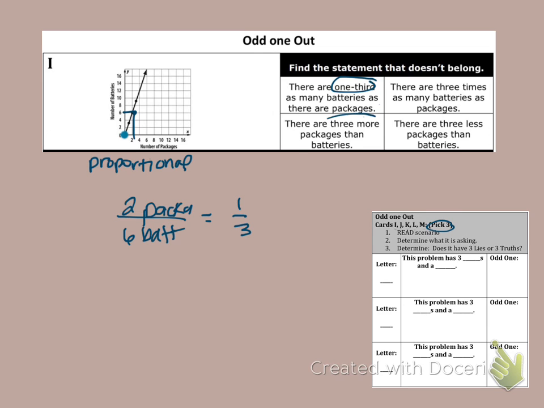Okay, so there are 1/3 as many batteries as there are packages. There are 3 more packages than there are batteries. So are there more batteries or are there more packages? There are more batteries. Okay, so when you have a number less than 1, that means you're saying it's less, right? So 1/3 is less than 1 battery per package. We just have battery is more. So both of these are saying packages are more, okay? So those are both false.